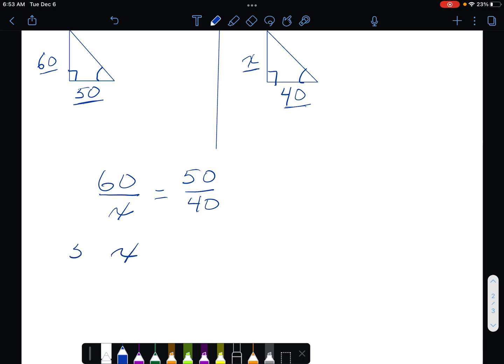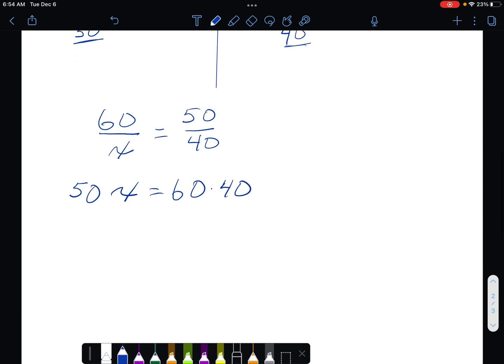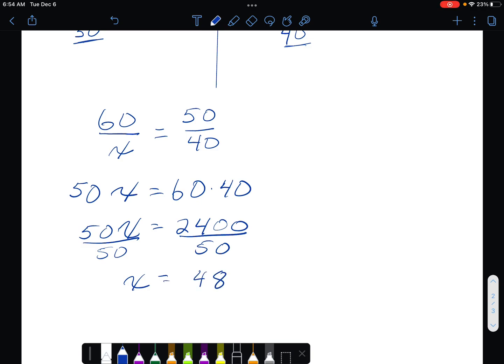That would give me 50x, which is equal to 60 times 40. And then I just solve. 60 times 40 is 2400. Divided by 50. And that gets me to 5 goes into 24 4 times, so 48. That's my answer.